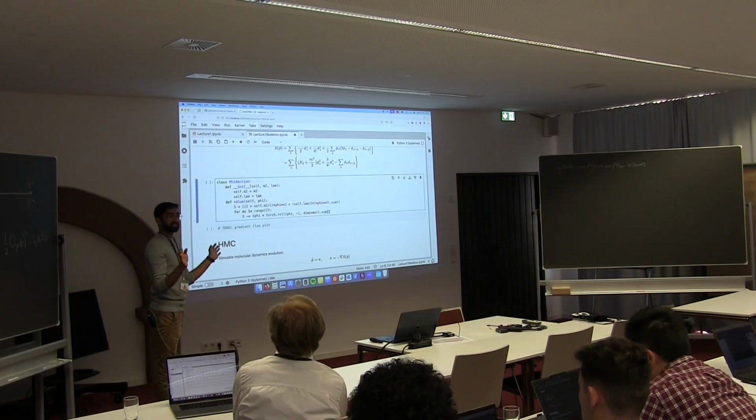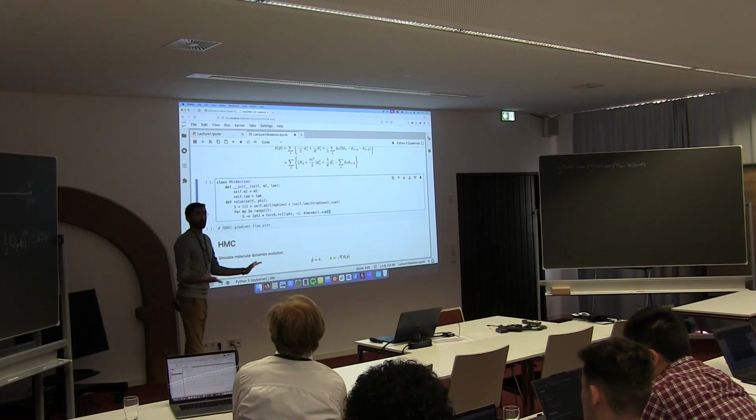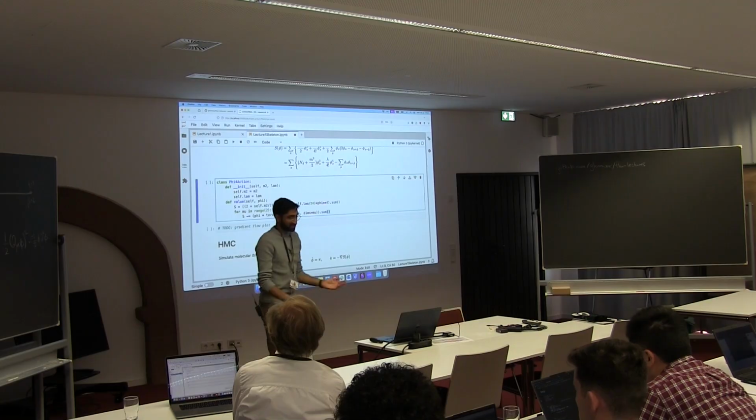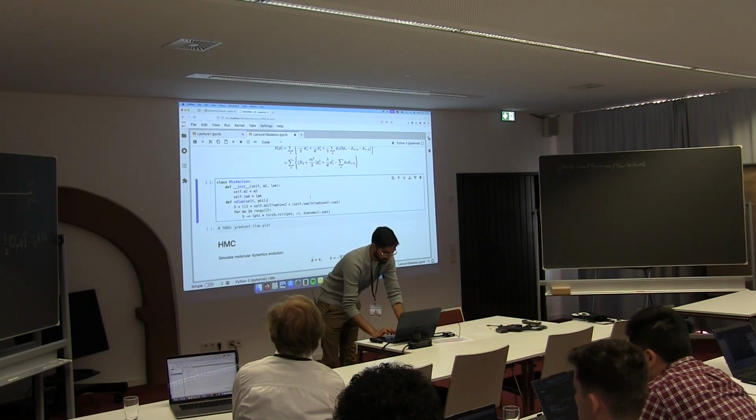So maybe the syntax is unfamiliar. Don't worry about it. What's important is the general idea of what's going on here, which is this is just providing me some way of plugging in a field configuration and getting the action, which is a very fundamental operation that I'd like to do.